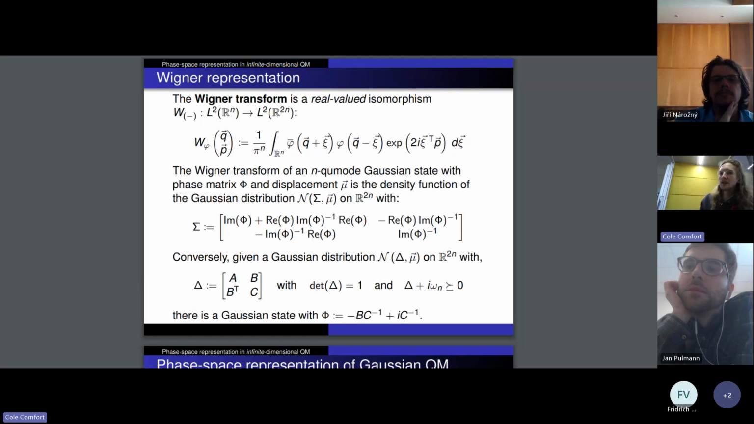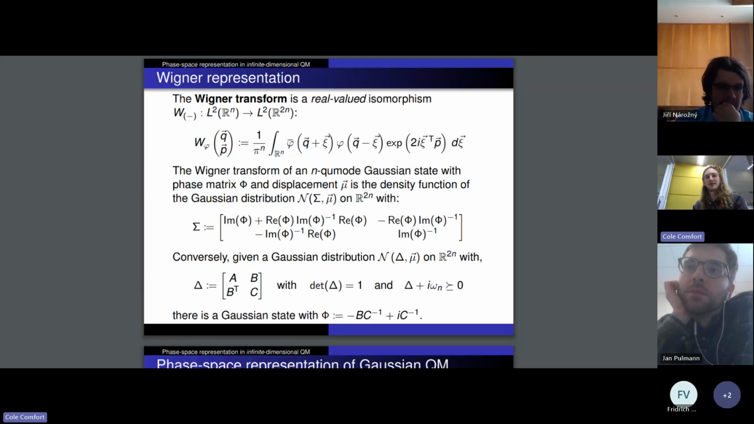And you can do this to any quantum state, but if you do it to a Gaussian quantum state, this is the really crucial part. If you do it to a Gaussian quantum state, then you can describe fully and faithfully, up to scalars, the Gaussian quantum state in terms of a Gaussian distribution. And the Gaussian distribution has a covariance matrix given by this thing here. So you take the imaginary part of the matrix and the real part of the matrix, and you assemble them in this way.